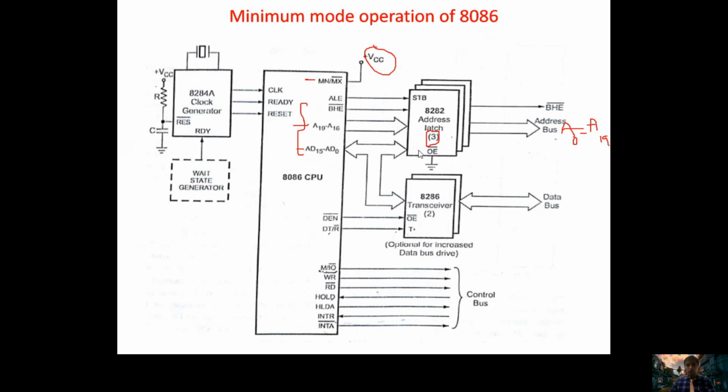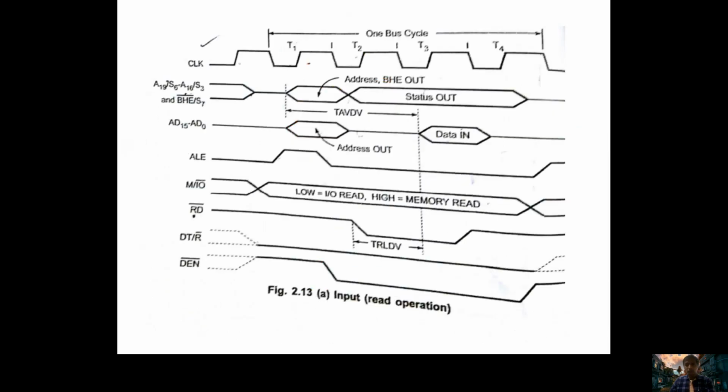Now coming to the timing diagram, this is the actual motto of this video, how to develop the timing diagram. In minimum mode, all control signals are generated by the processor only. The controlling of latches, and similarly the controlling of the transceiver, are all done by the processor. In our timing diagram we should observe the representation of ALE, when it is high and when it is low, and then all the multiplexed lines followed by DEN bar, DT/R bar, and the control signals M/IO bar, WR bar, RD bar. So these six main signals and the multiplexed lines are mainly considered for drawing the timing diagram. If it is maximum mode, we get some other control signals, which we'll see later.